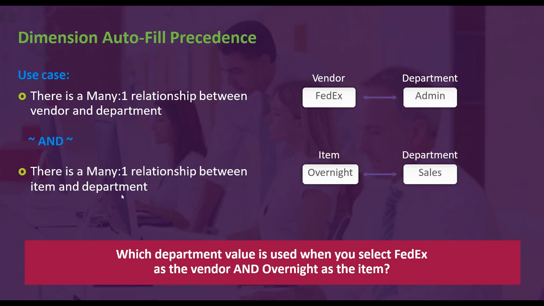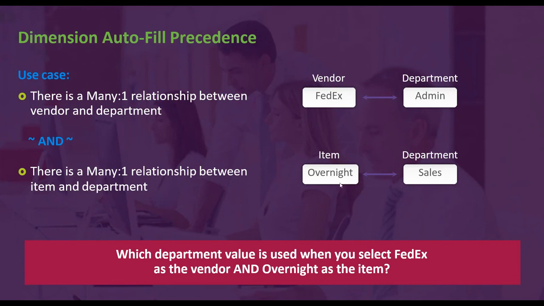Okay, so the next question is, what takes precedence when we have established multiple relationships in the data entry screen? We'll use this one as an example. We have a many-to-one relationship where we have many vendors, and we have identified a specific department for a vendor. So in this example, they have Federal Express, and they've hard-coded in the dimension relationship admin. They've also created a many-to-one relationship between the item and the department.